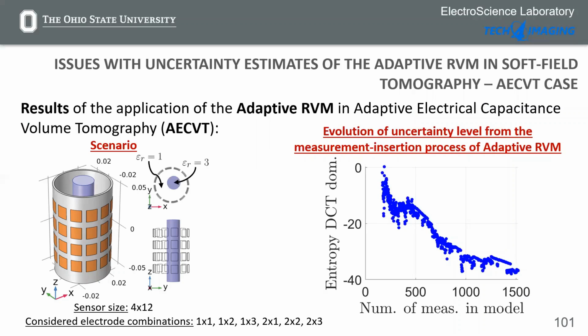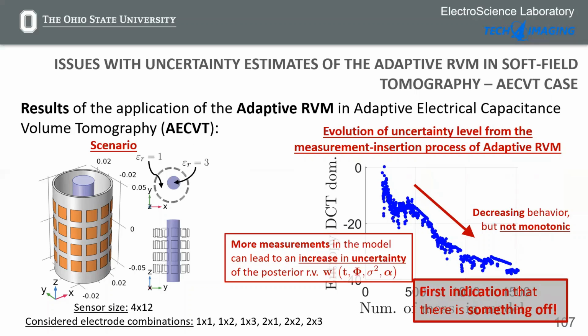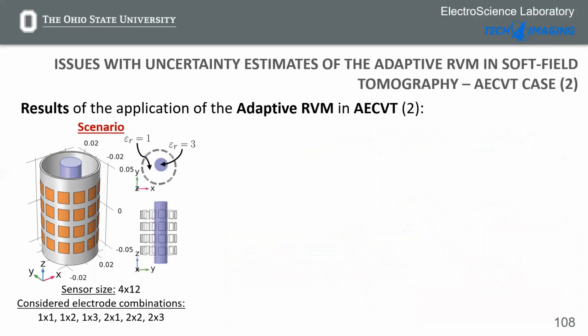What we're showing there is the evolution of the entropy as the adaptive RVM process happens. We see there that we have a decreasing behavior, but that decreasing behavior is not monotonic, which means that at a particular point, we have a given value of entropy, but the subsequent step can give a higher value of entropy, which means that having more measurements in the model can lead to an increase in uncertainty, not a decrease. This is counterintuitive, of course, and it is the first indication that there's something off with the operation of the adaptive RVM in these scenarios.